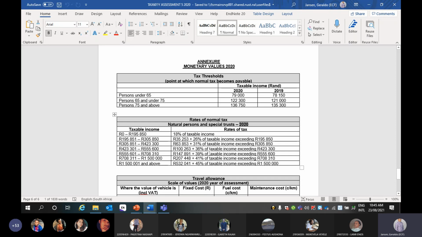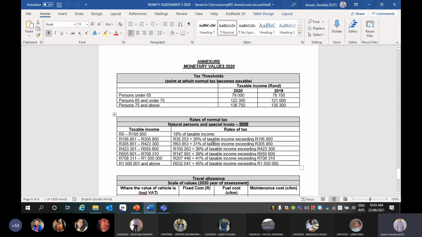Namibia also has these tax tables. However, we don't have these 3 categories. We only have 1 category of people: if you earn money, you pay tax. So, guys, let's look at this table. Let's look at an example.